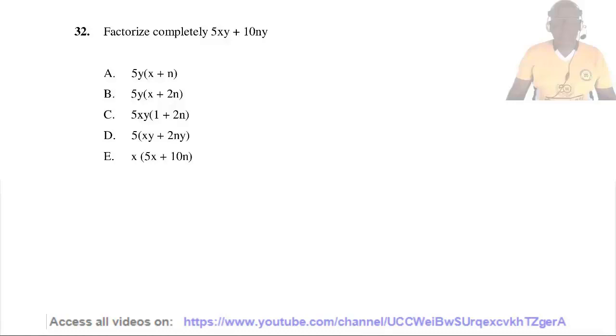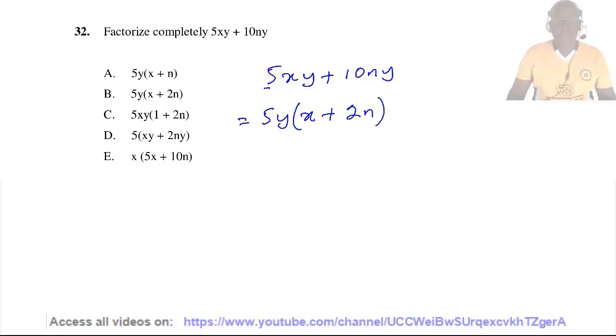Question 32. Factorize completely 5sy plus 10ny. That is 5sy plus 10ny. The common factor is 5 and then y. So 5y, and over here we shall get s plus 2n. So the answer is B.